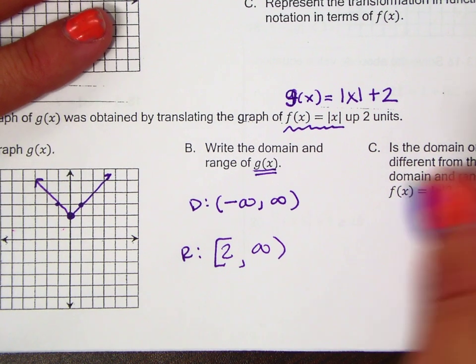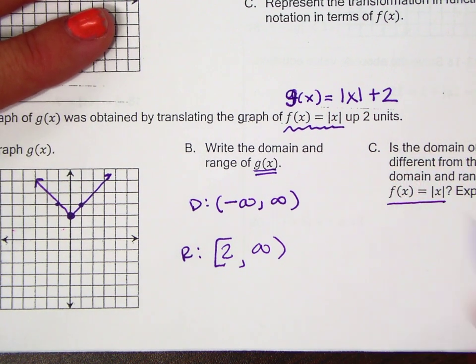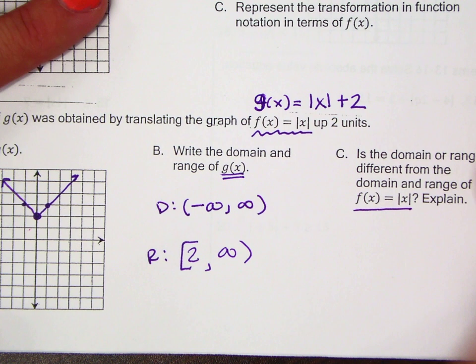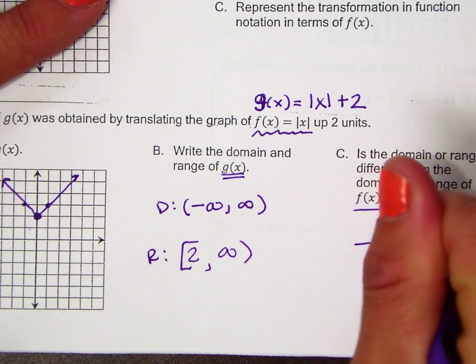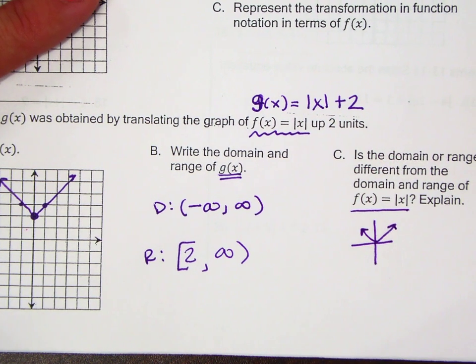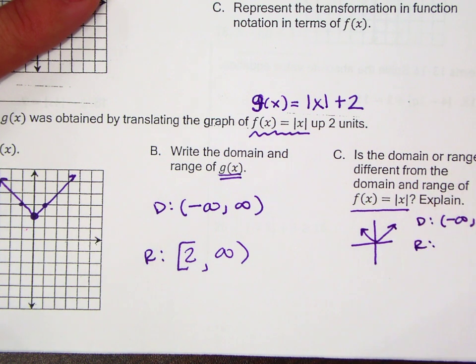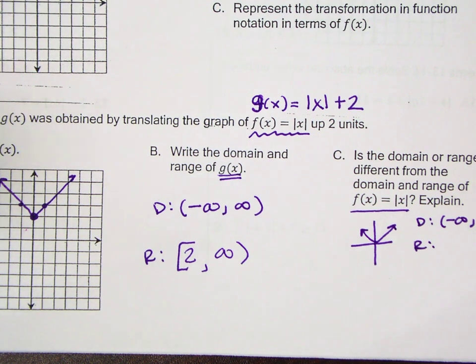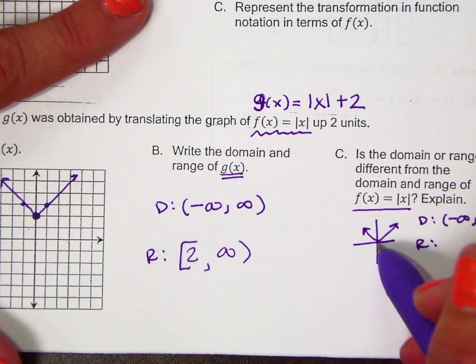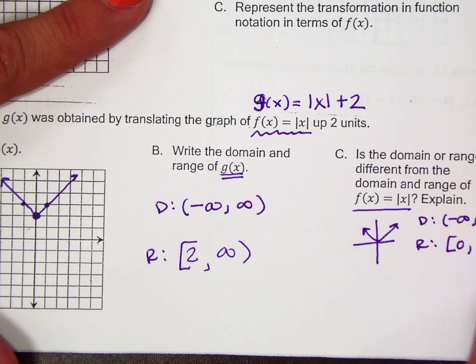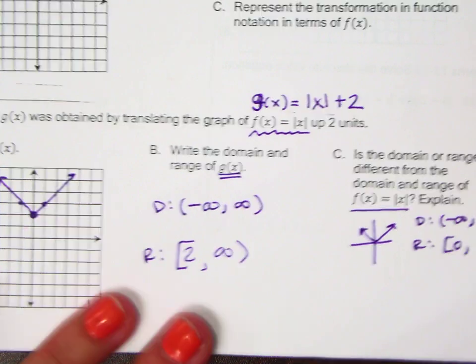And then it says, is the domain and range different from your parent function? So remember, your parent function looks like this. And so at the parent function, your domain is going to always go forever left, forever right, because it's a V. It'll forever go to the left, it'll forever go to the right. But your range might change. So your range on your parent function is going down to 0 and then up to infinity.